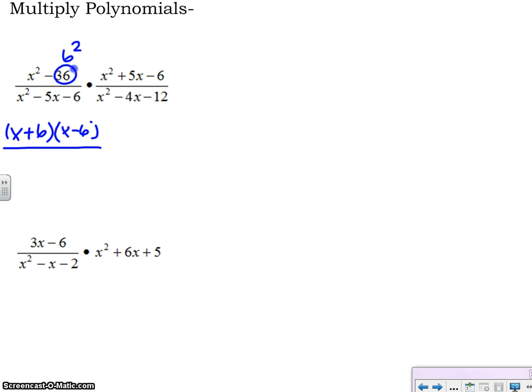We'll go to factor the denominator. That'll be x minus 6, x plus 1, times, we'll factor these other two polynomials, x plus 6 and x minus 1.